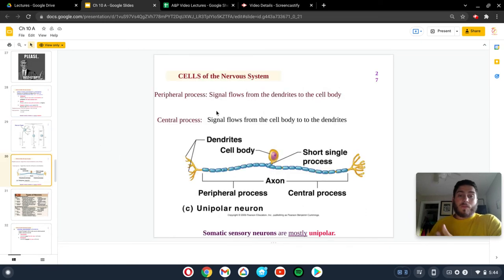So, as I mentioned 2 seconds ago, we have the peripheral process and the central process. In the peripheral process, the signal is going to flow from the dendrites to the cell body. And in the central process, the signal is going to flow from the cell body to the dendrites. And again, this is in unipolar neurons. Most times we're going to see these are going to be sensory neurons. So they're going to take a signal from a location, maybe, for example, the skin. Maybe there's touch here, and it can send one signal.